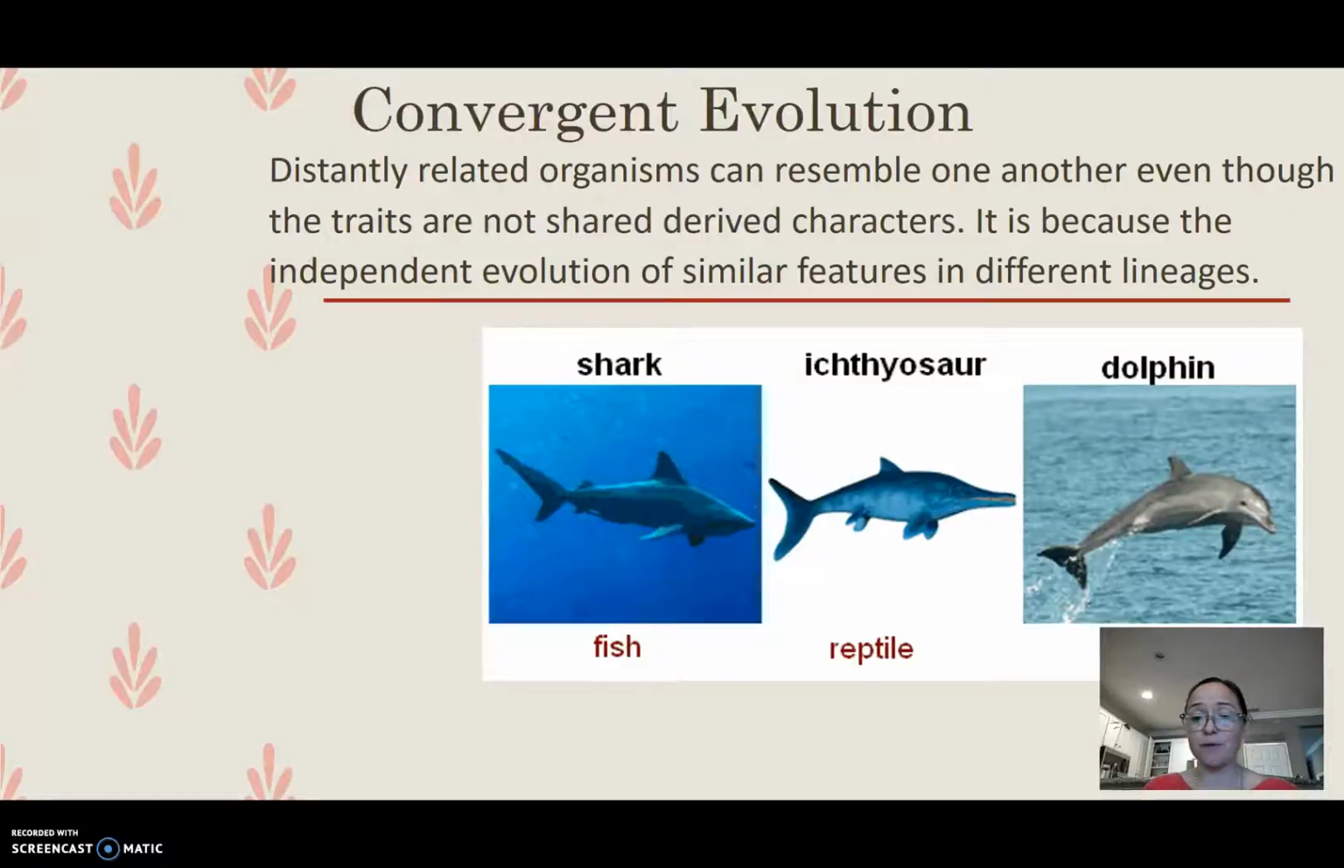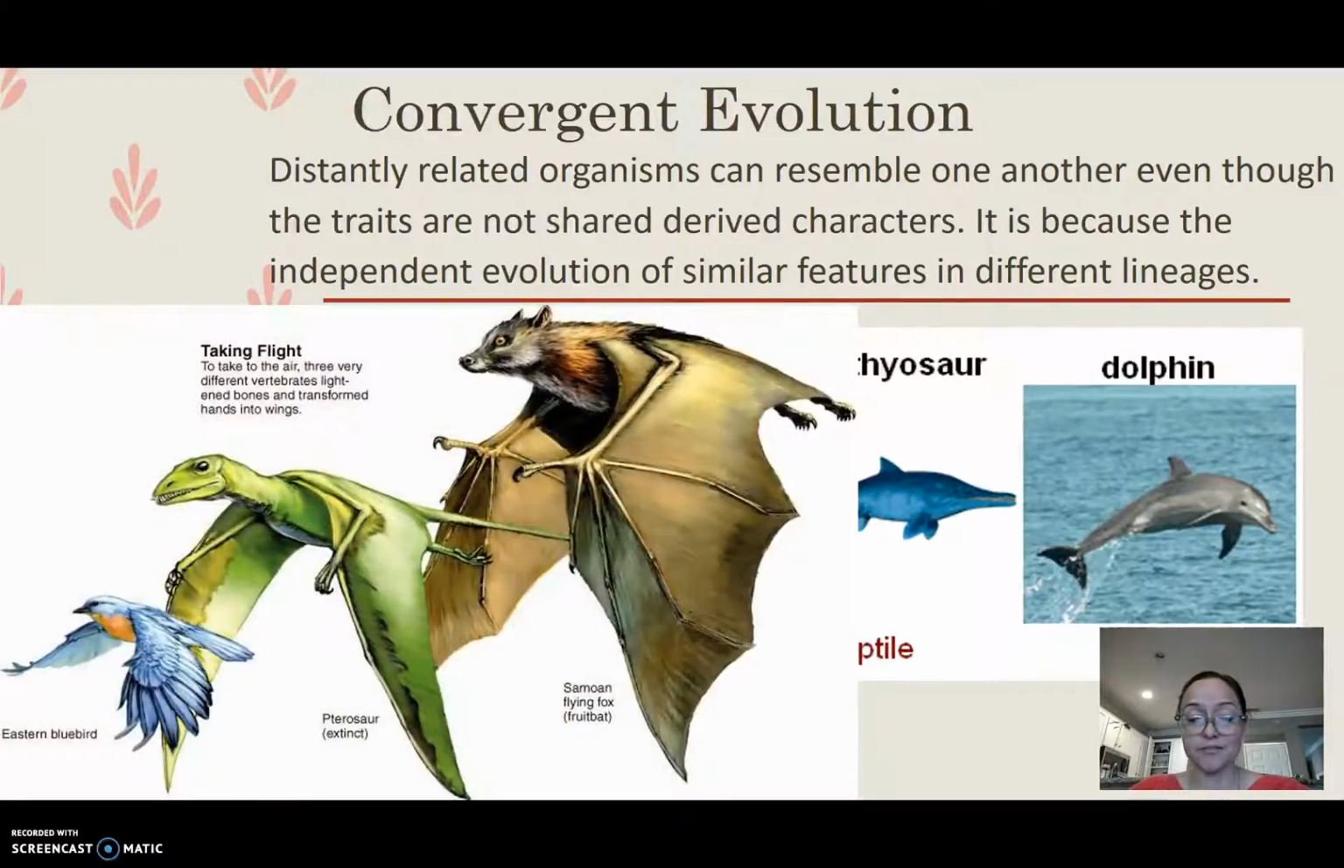For example, the streamlined bodies of the dolphin, the ichthyosaur, and the shark, that phenotype, that actual shape, increases speed of the organism. So it's actually selected for. Flight has evolved for different reasons. Maybe it's to find food, to escape predators. But to take to the air has evolved different times. You could even add butterflies or dragonflies, insects with wings, as also convergent evolution.